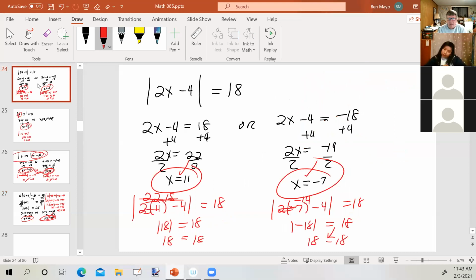All right, so let's review what we've looked at so far. If you have an absolute value set equal to a positive number, there are 2 equations that are produced. Go through and solve them, check your work.